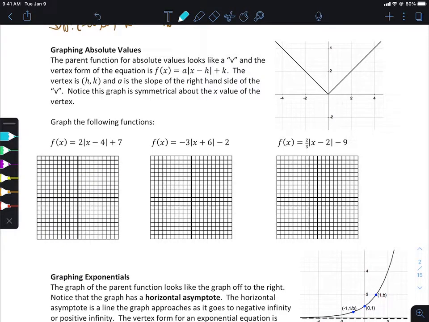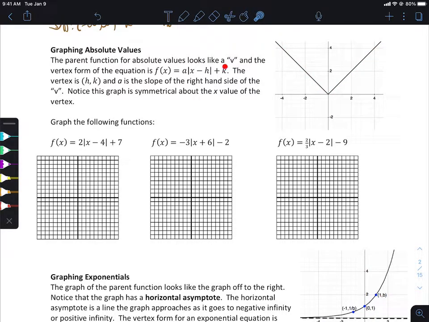Okay, we're going to be looking at graphing absolute value functions. This is what our parent function looks like. It looks like this V shape. If you remember, absolute value always makes things positive. So anything that we would have put in for an x value that's negative flips to be a positive value. So this is how we get this V shape.